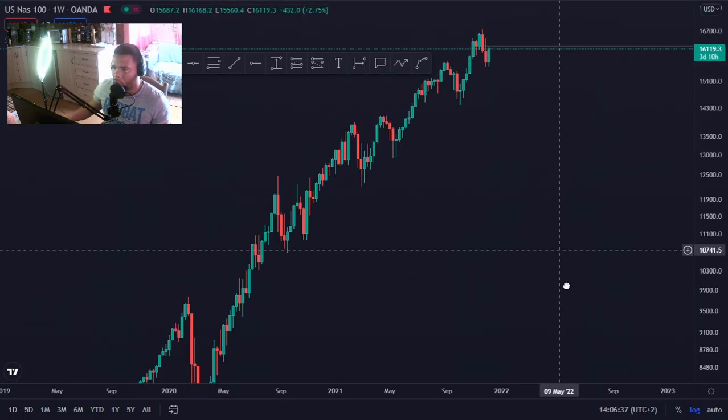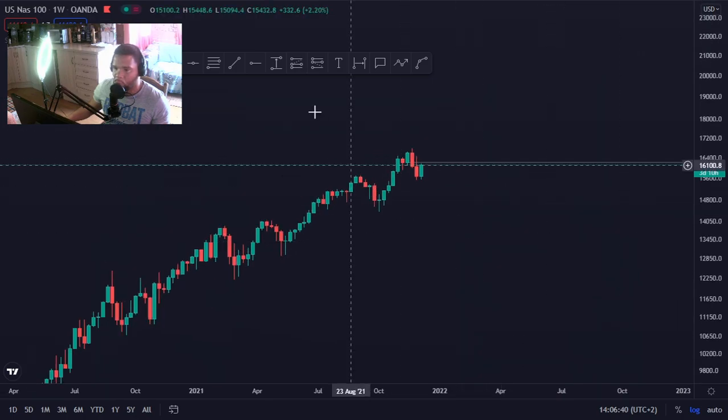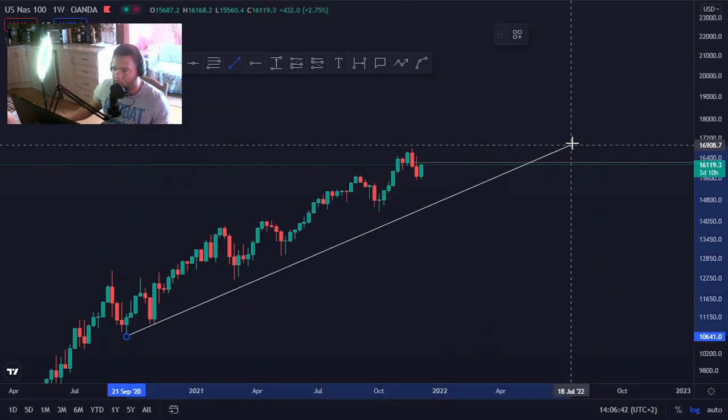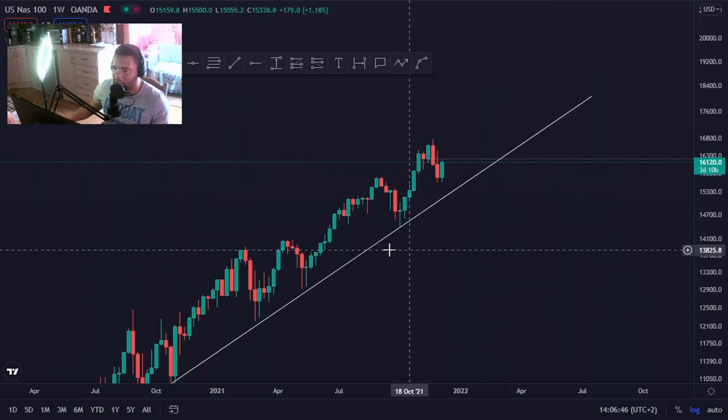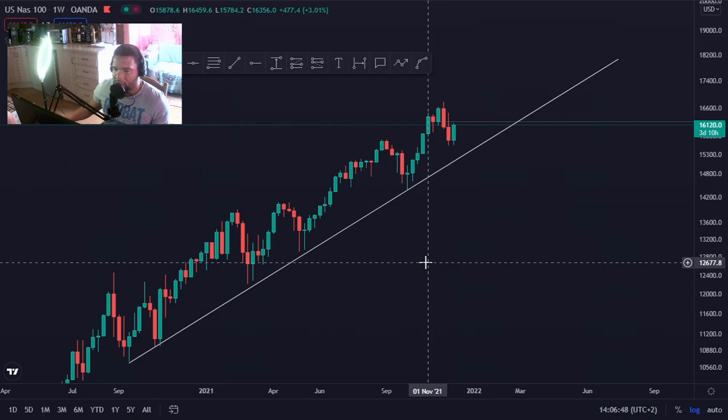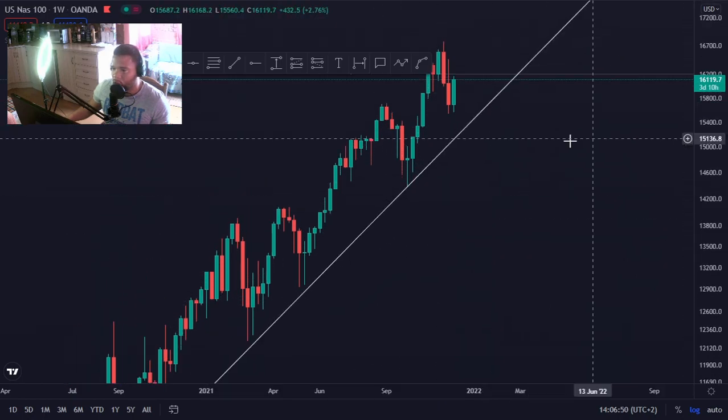So what you guys could already see by now is that NAS on our weekly time frame is in an overall bullish market condition. We can run also our trend line in here as well, and we can see how price is basically respecting our trend line and continuing to the upside.